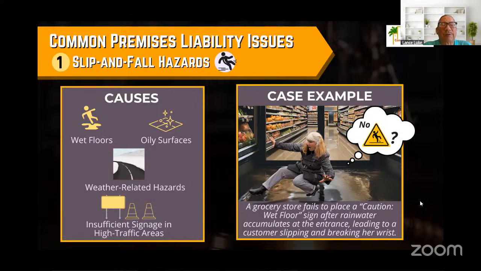And I consider this also a weather related hazard because they're coming in from the outside when it's wet. So what the hotel needs to do is provide mats and towels and have somebody mop up the wet areas on the floor and put signage, a lot of signage, wet area, caution, that kind of thing.